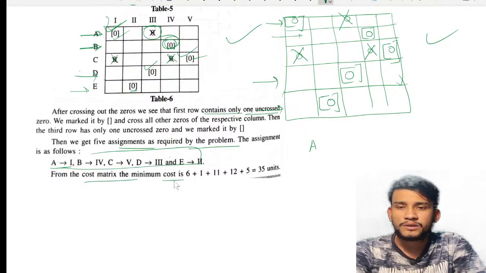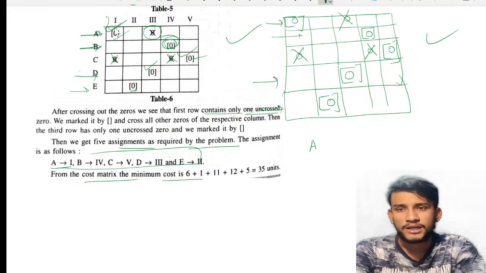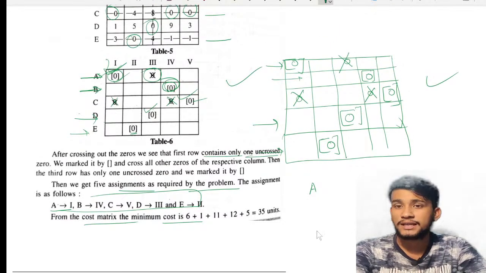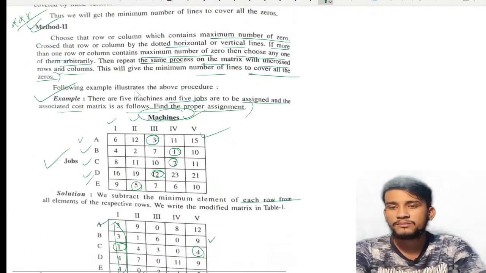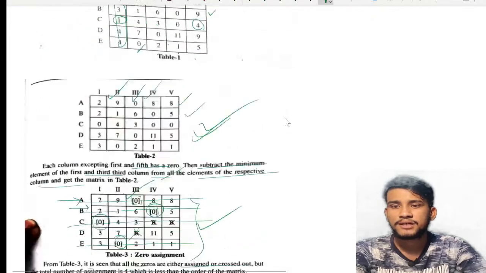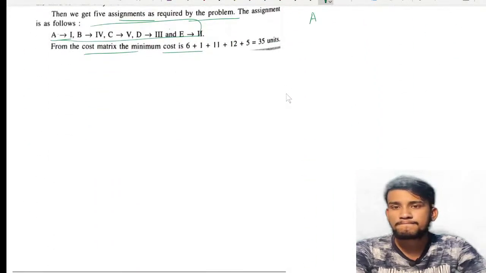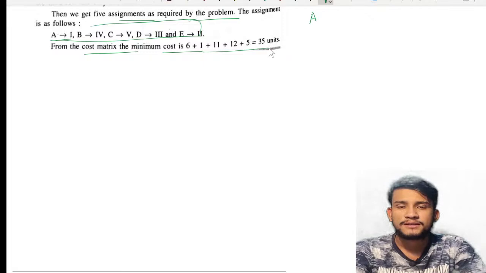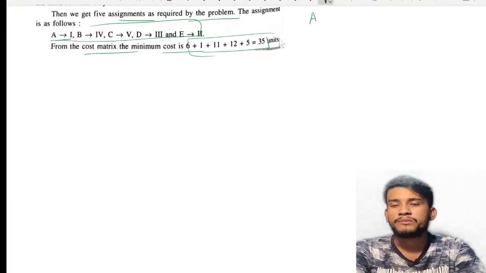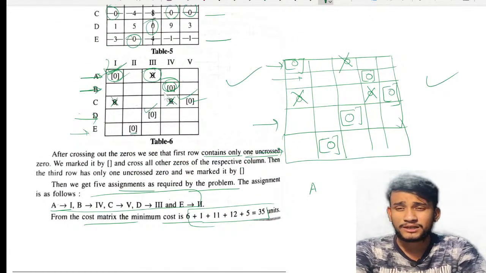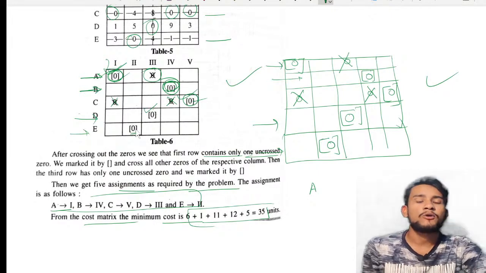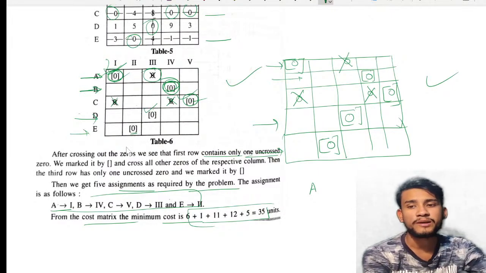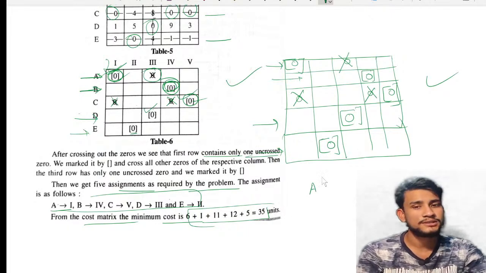From the cost matrix, the minimum cost is corresponding to those elements, these cells. So the minimum cost is, going to the original problem, 6 plus 1 plus 11 plus 12 plus 5, which is equal to 35 units. That means the cost of these 5 cells is the optimal solution. Okay, so the optimal cost, that is the minimum cost, is 35 units.